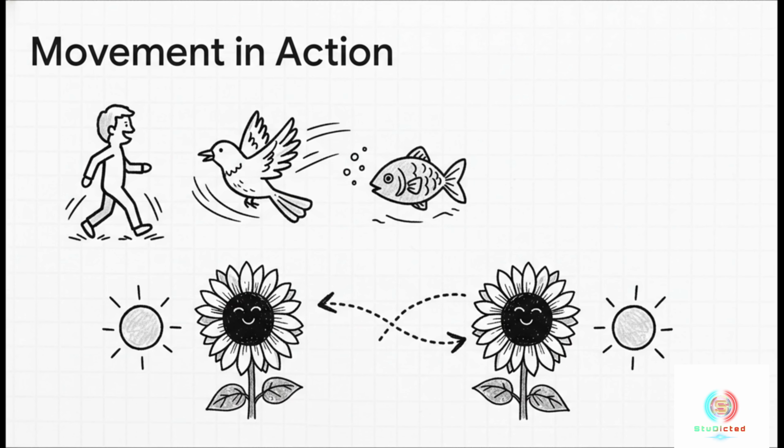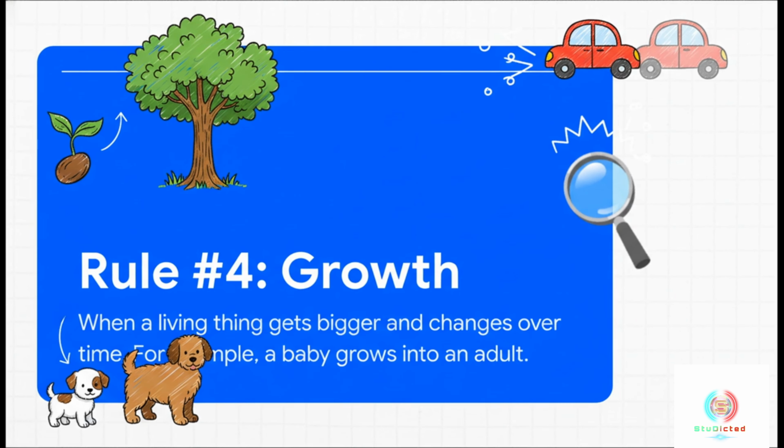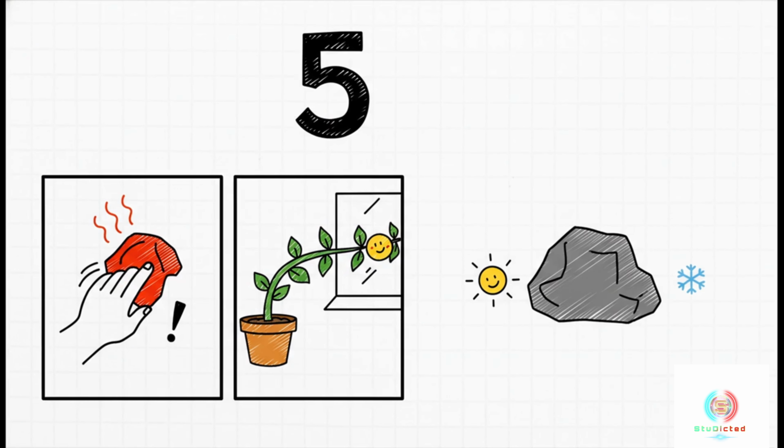How amazing is that? The 4th rule on our checklist is growth. Living things don't just stay the same forever. They get bigger and they change throughout their lives. A little puppy grows up to be a dog. A tiny seed becomes a huge tree. That toy car, though, it's going to be the exact same size 10 years from now. 5th, living things are sensitive. They react to things happening in their environment. You touch something hot and you pull your hand away without even thinking about it. A plant senses sunlight and literally bends its stem to get closer to it. This ability to respond is a huge sign of life. A rock doesn't care if it's sunny or snowing outside.